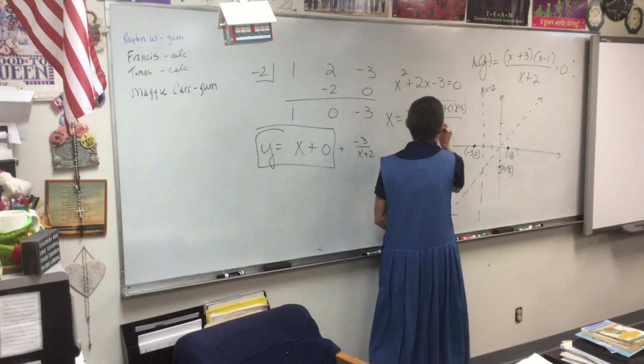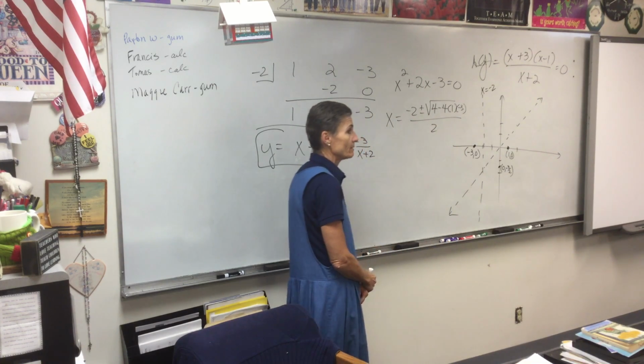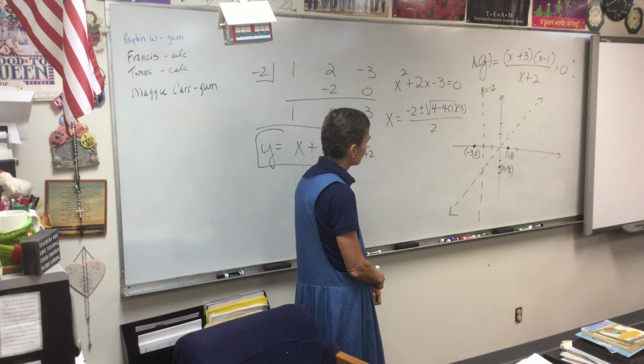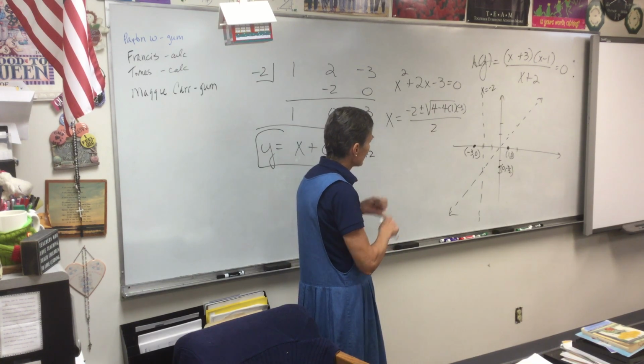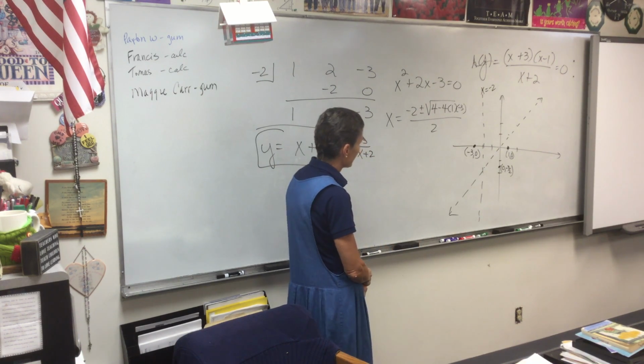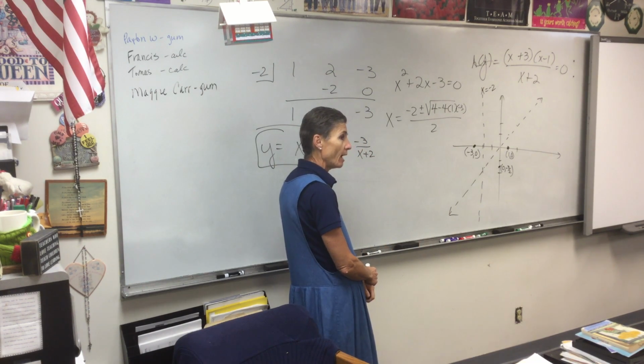And I would have gotten that from my quadratic formula, right? If I'd have just kept going, I would have gotten that. All right, got my slant asymptote, my vertical asymptotes, all my intercepts. All right, I'm ready to connect the dots. Are you ready to connect the dots?